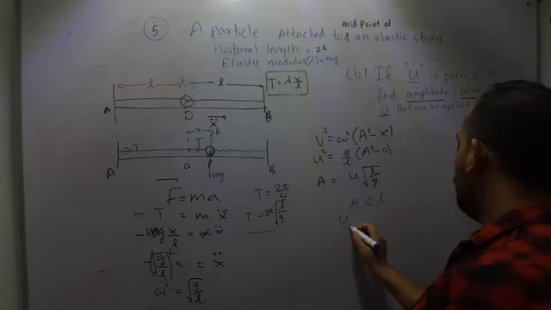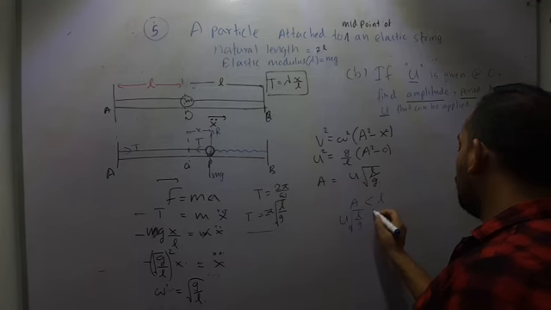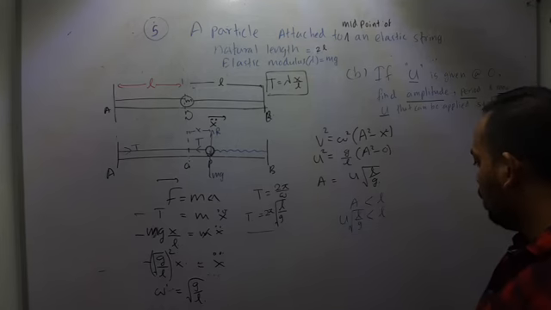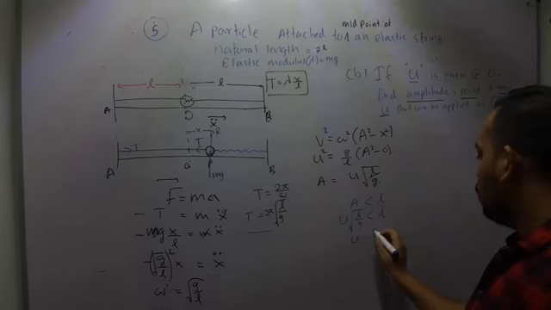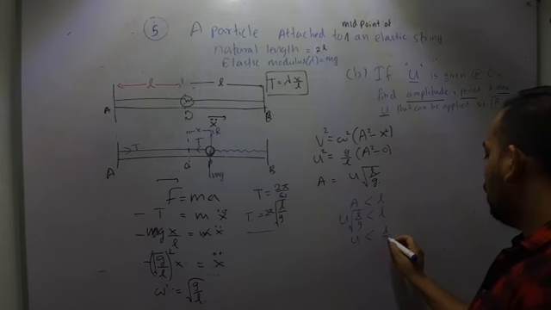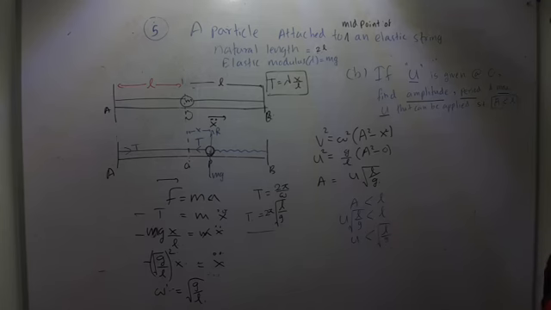This means U root L over g is less than L. Therefore, U should be less than root L over g. Right. So this is the answer to this part.